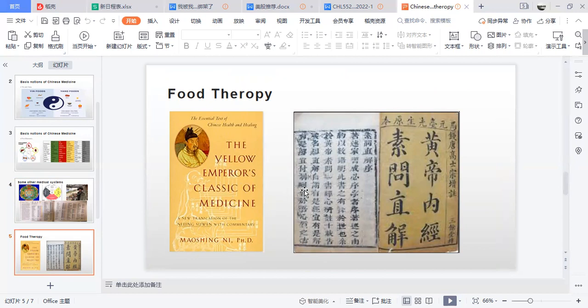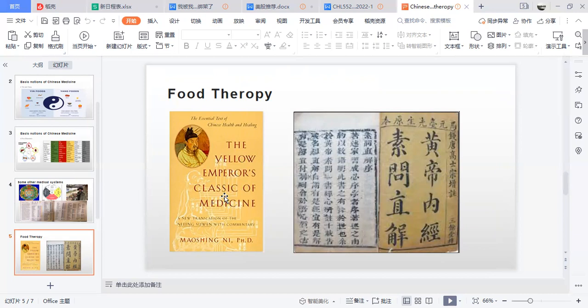But maybe there is a real person, but people don't know who it is. Some people said it's a tribe, and all the tribe leaders were called Huangdi. No one knows. Just like we call the king of the UK "the king," the leader of the tribe, people call Huangdi. No one knows. And this book has been translated into English. It's the Yellow Emperor's Classic of Medicine.